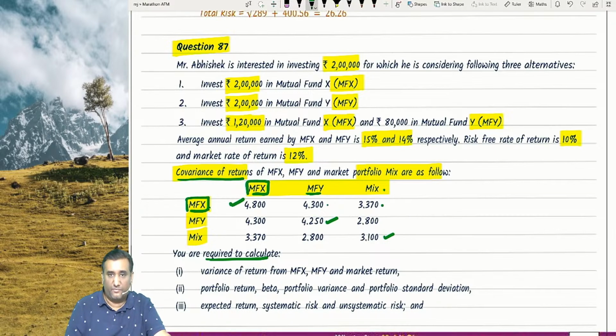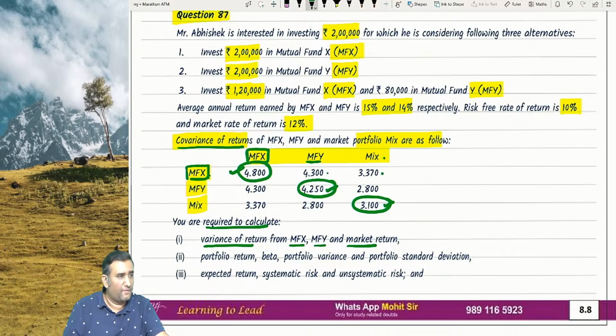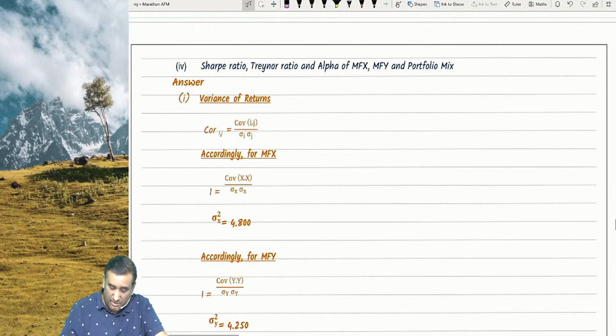You are required to calculate one by one. Variance of returns for X, F and market. Variance of return is available in the first part only. Variance of X is 4.8. Variance with itself is variance. No matter how it has been done, leave that part accordingly. Do not do anything, simply write 4.8.